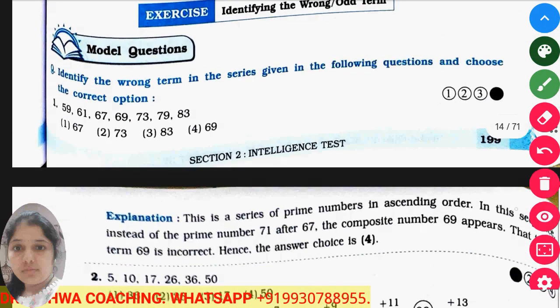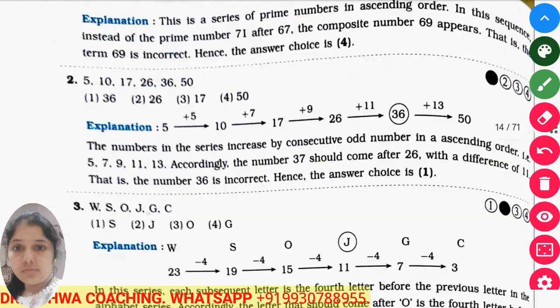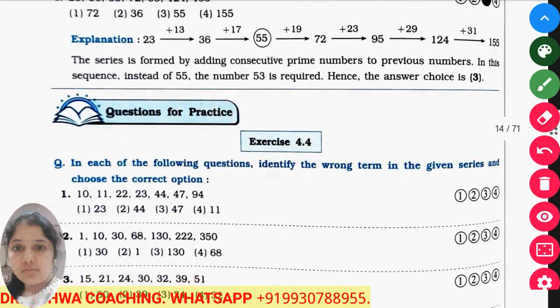So see in the first example, 59, 61, 67, 69, 73, 79 and 83 are the given numbers in the series, and we have to find the wrong term. If you look carefully, all these numbers are prime numbers, and the number which is not prime is 69 here because it is divisible by 3. So option number 4 is the odd term.